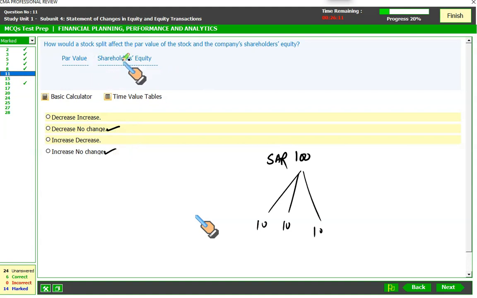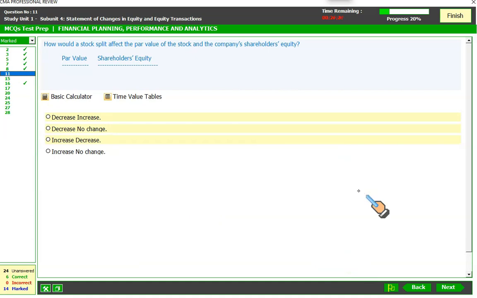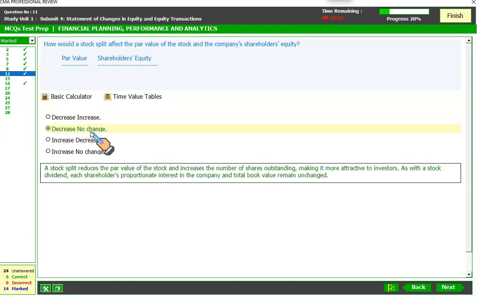But the par value will fall. It will fall from $100 to $10, or 100 real to 10 each. So the par value will decrease and the shareholders' wealth would stay the same. It's just like you take change for a 100 real bill. You will have smaller denominations, but the total value of the currency you have stays the same. First, it was a single note. Now you have 10 real notes, so the amount stays the same. That is the same concept we have applied here. The par value falls, but equity stays the same. The wealth of the shareholders stays the same.